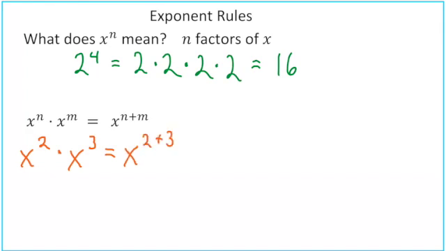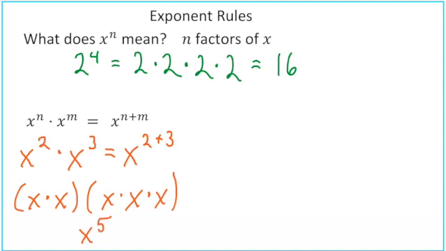But let's backtrack and see why this works. So x squared would be x times x, and x cubed would be x times x times x. So you can see there that we got 5 x's, and that is why we end up with x to the 5th. Our second rule is what I call power of the power.